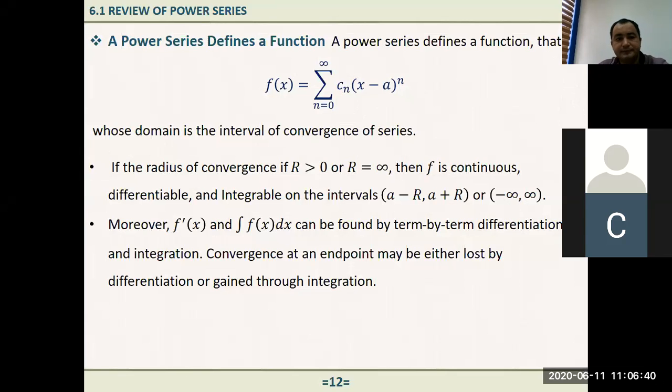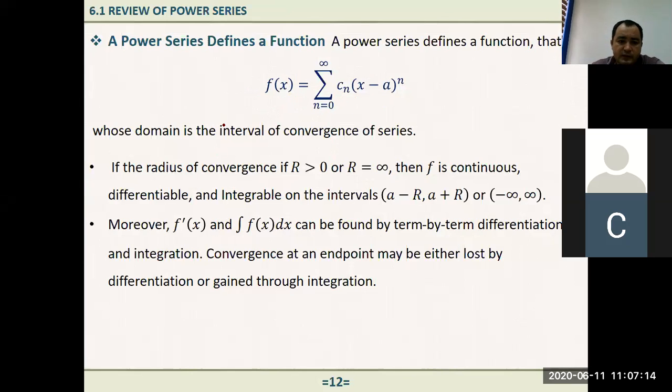Okay, so a power series defines a function. So a power series f of x, that's our function. You can just imagine any function. Usually, let's say sine of x, cosine of x, tangent of x, or natural logarithm of x. These functions. So these are power series representations of these functions.